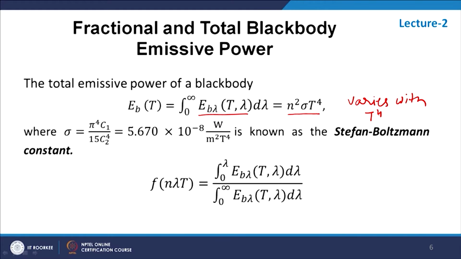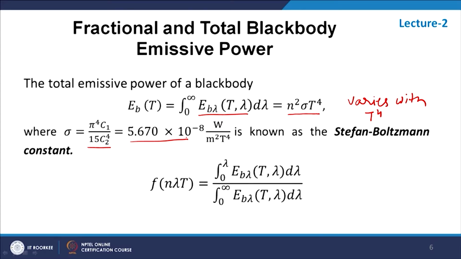The Stefan-Boltzmann constant sigma is defined in terms of the radiation constants C1 and C2 by the relation pi to the power 4 C1 divided by 15 C2 to the power 4, and the value of the Stefan-Boltzmann constant is 5.670 times 10 to the power minus 8 watt per meter square, temperature to the power 4.